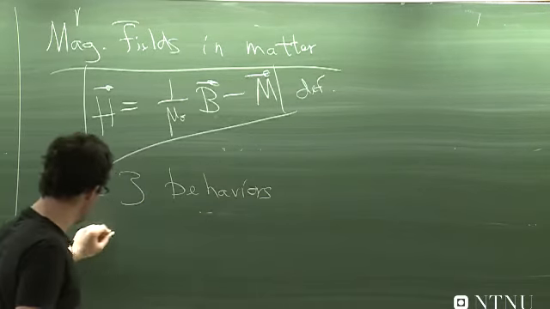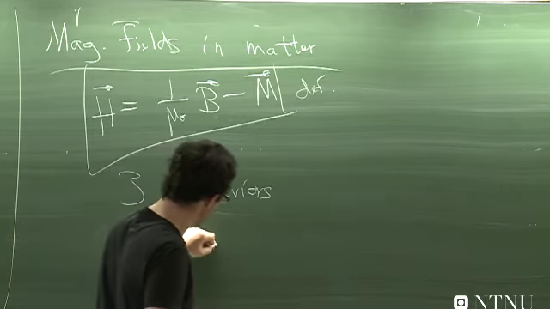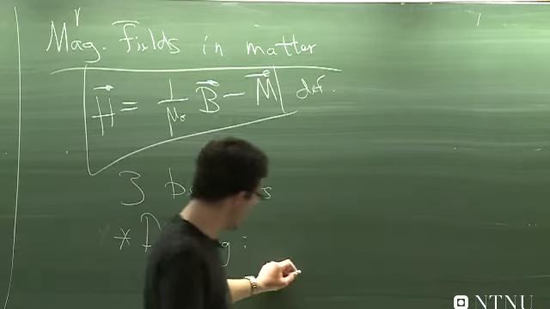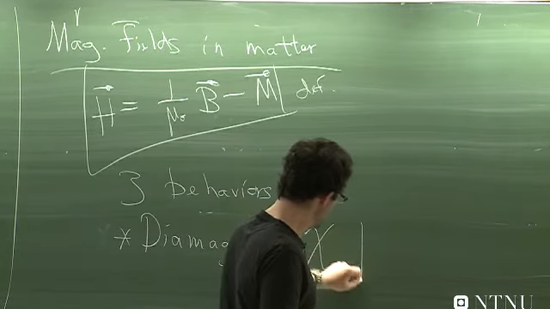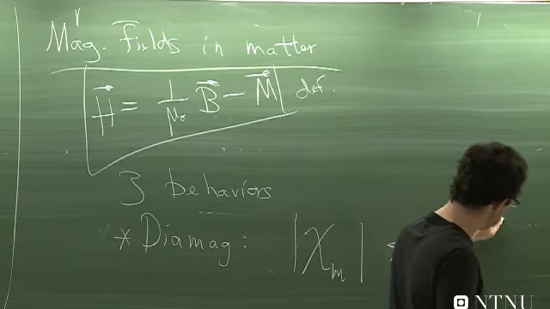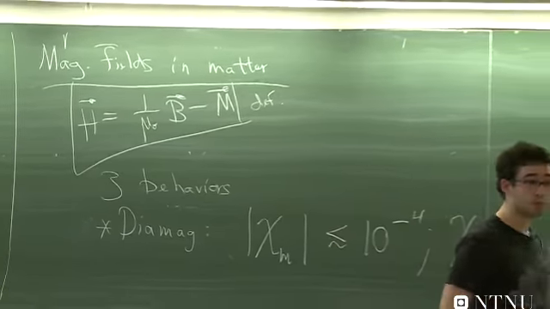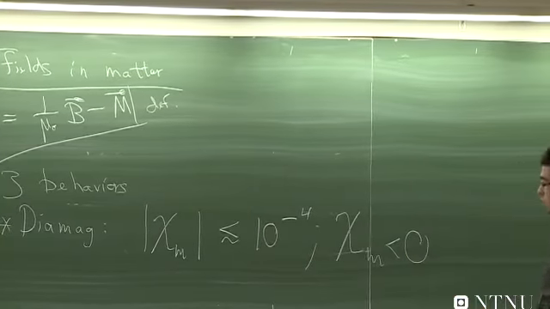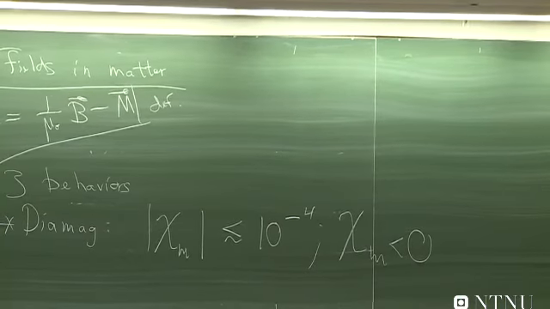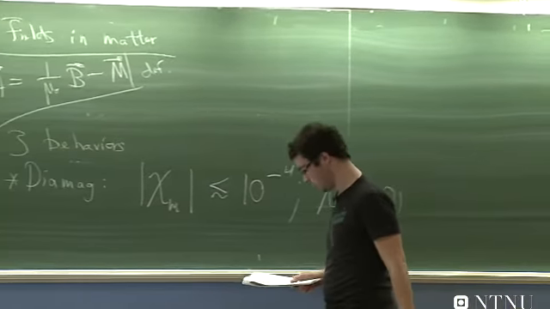And those were, first of all, diamagnetic. And for diamagnetic materials, we had that chi m in absolute value was less than or approximately 10 to minus 4. And chi m is in fact less than 0. So the material tries to create a magnetic field opposite to that of the external field, except it's not very successful because chi m is so small.